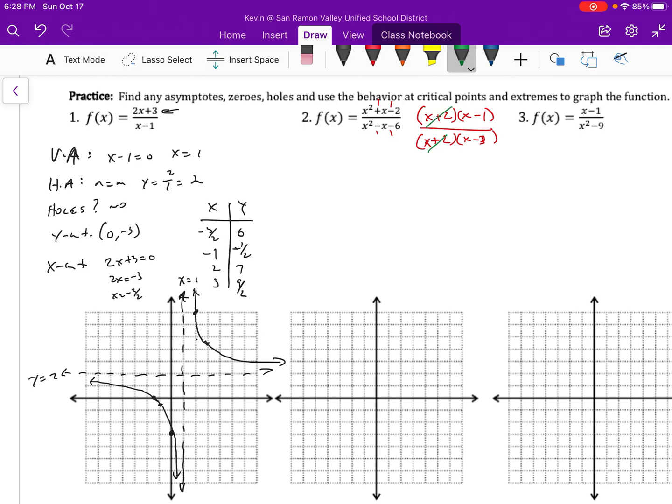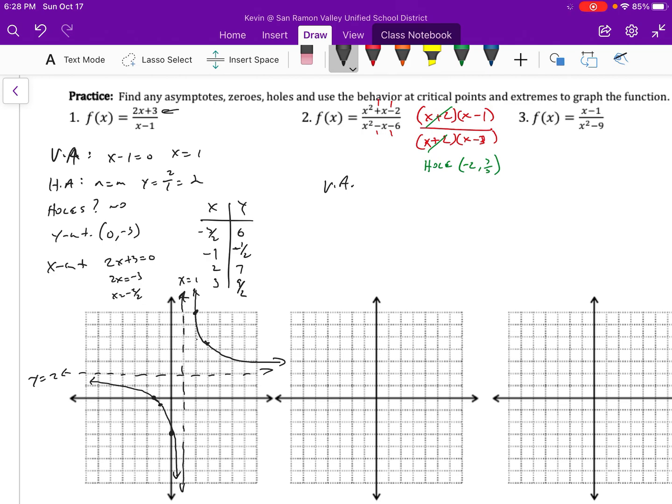And we notice these cancel out, so I'm just going to put it in here right off the bat. We have a hole, and that hole is at x = -2. We plug -2 into our remaining equation, so -2 minus 1 over -2 minus 3, which is -3 over -5, so 3/5. All right. Let me just erase that for now. Go back up here to our vertical asymptote.